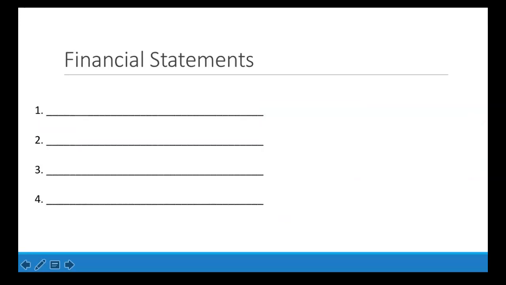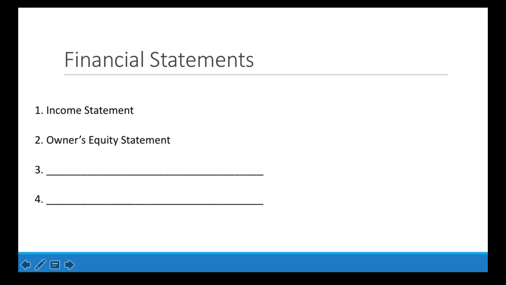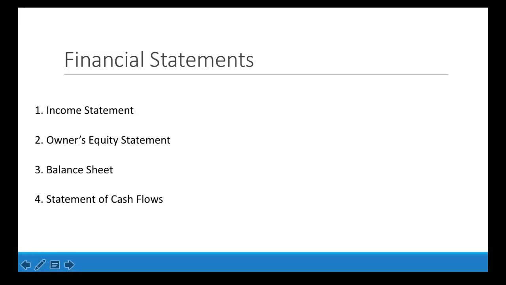Then we also have our 4 financial statements I just want to quickly go over here. The 4 financial statements you need to know are your income statement, owner's equity statement, balance sheet, and statement of cash flows. You will learn how to prepare a statement of cash flows later in your class, but right now you just need to know how to prepare the first 3 and the order that they're prepared in.